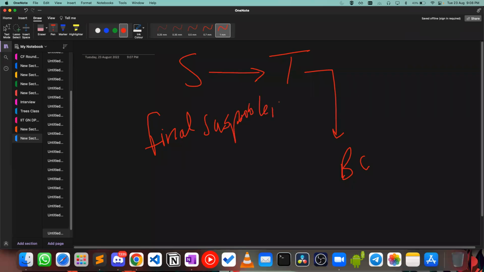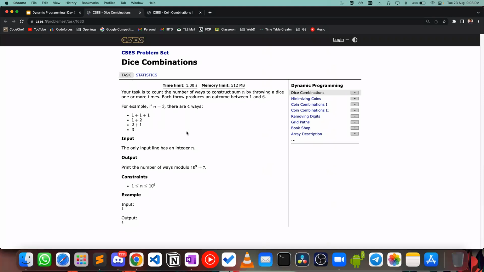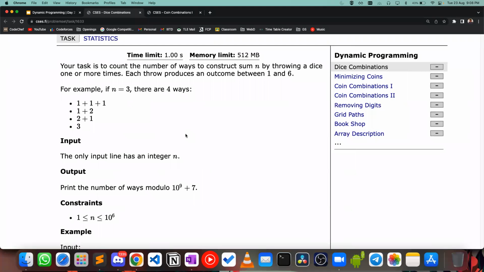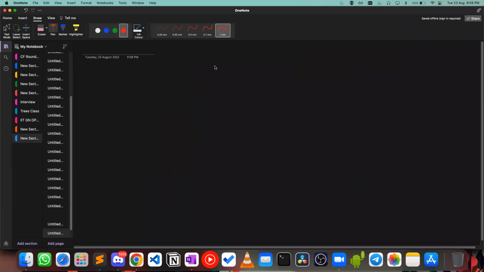The final subproblem is actually the simplest part. All you have to do is look at the problem, see what it is demanding. In this problem, all we have to do is find out the number of ways to construct n. So DP of n is the final subproblem. Look at the problem statement and look at your state. These are the 2 things that a final subproblem depends upon.